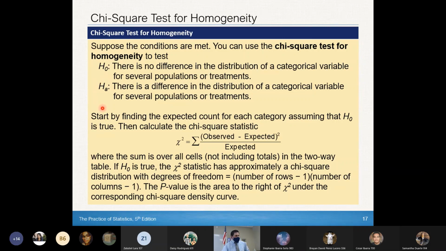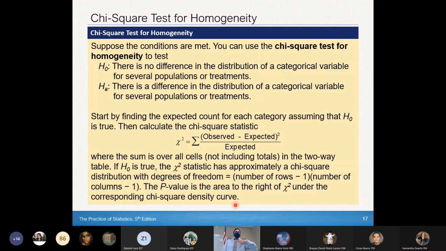You need to start by finding the expected count for each category, assuming that the null hypothesis is true. Then calculate the chi-squared statistic, where the sum is over all cells and not including totals in the two-way table. If the null hypothesis is true, the chi-squared statistic has approximately a chi-square distribution with degrees of freedom equaling number of rows minus 1 times number of columns minus 1. The p-value is the area to the right of the chi-squared under the corresponding chi-squared density curve.